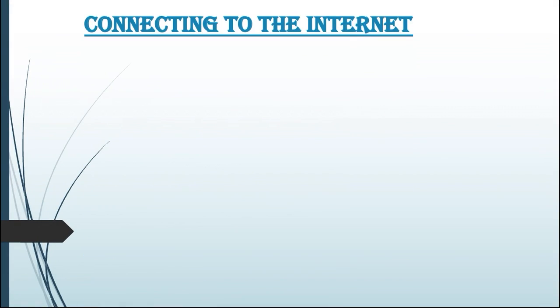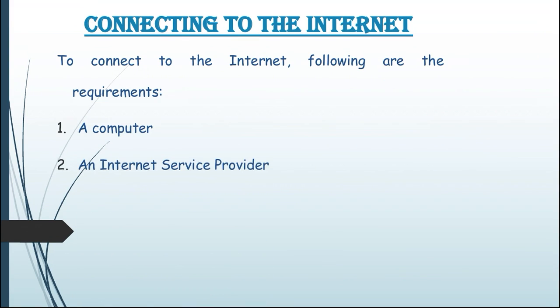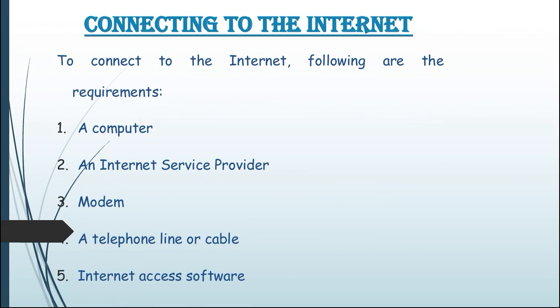Then connecting to the internet. What are the ways to connect the internet? A computer, an internet service provider, modem, a telephone line or cable, internet access software. These are the 5 things to which we can connect the internet. Number 1, we know about the modem, we know about the ISP.